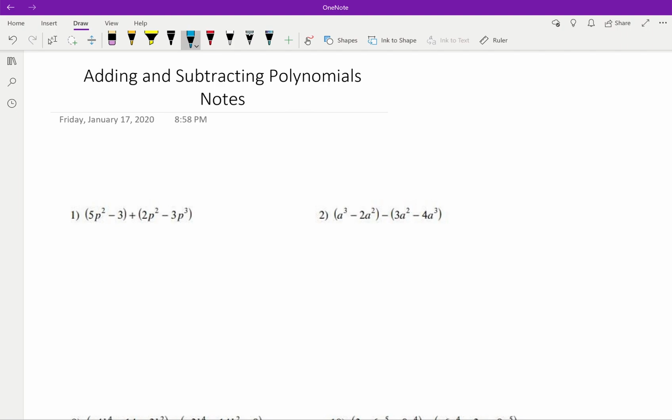So getting started, you should know that a polynomial is an expression with many different variables that have different exponents. For example, if you look at number 1, we have 5p squared, so we have p squared, and we have 3p cubed. So polynomials, it's a lot of different terms put together. Okay, so let's look at number 1.